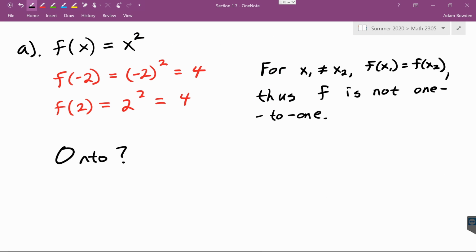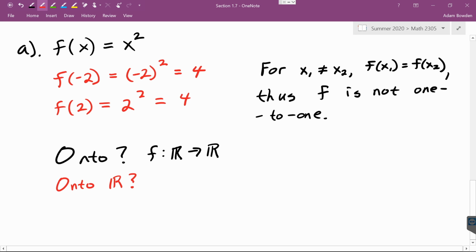So the next question is, is this onto? Well, keep in mind that we say that this is a function from the real numbers into the real numbers. So is it onto the real numbers is another way of stating this. Does it cover the whole real number set by this function?